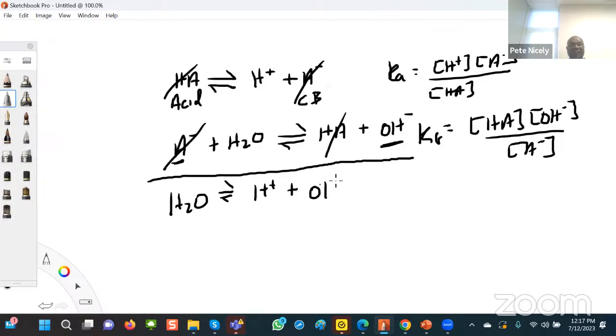And you should recognize this as what? What do we call this reaction? Anybody? Is that equilibrium? Well, it's equilibrium, but there's a specific term to describe the dissociation of water in this way. We call this what?